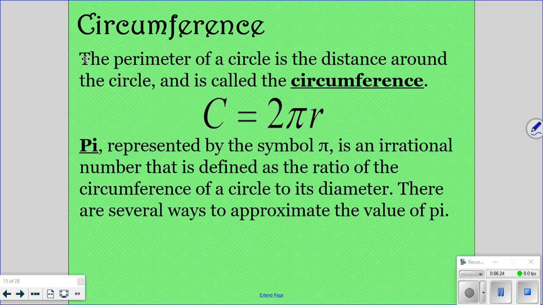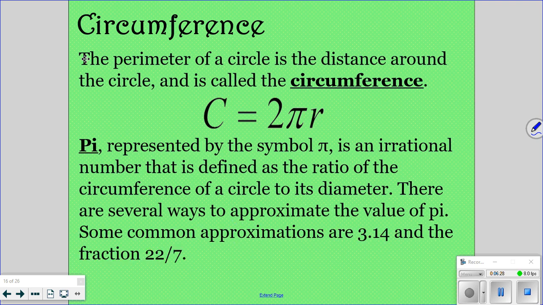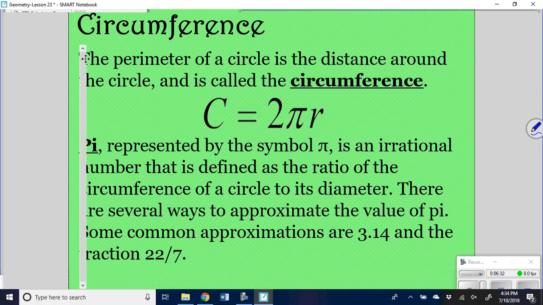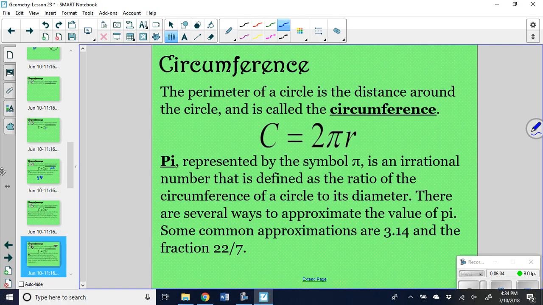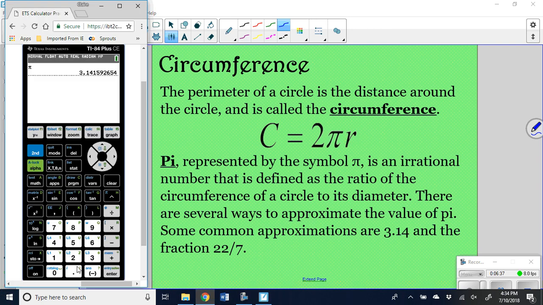So there are several ways to approximate the value of pi. One of them is just 3.14. Another one is 22 over 7. And if you do 22 over 7, you get 3.1428. So that one's a little bit higher than pi, but that is another way to approximate pi.